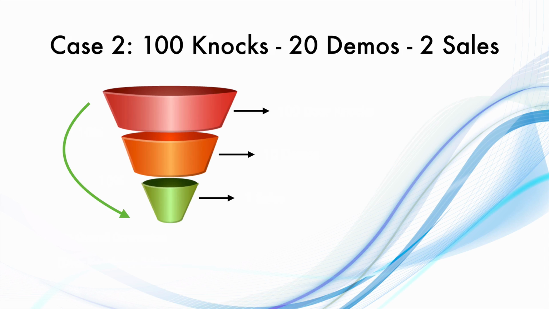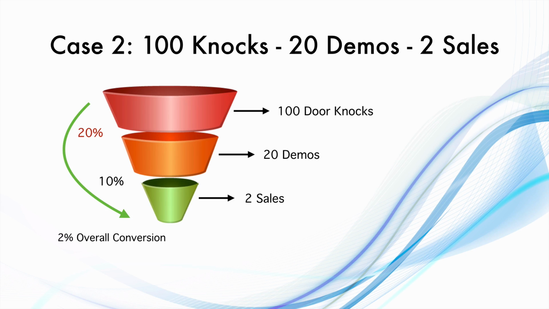So let's look at the next case where he knocks on 100 doors, then he gives 20 demos and he makes 2 sales. So here the conversion ratio from knocks to demos has gone up. So now he is making 20% conversion, and then he has a 10% conversion on demos to sales, which is the same as the previous case. So here he is getting 2% overall conversion where he is knocking on 100 doors, but he is making 2 sales in the end instead of just 1 sale.